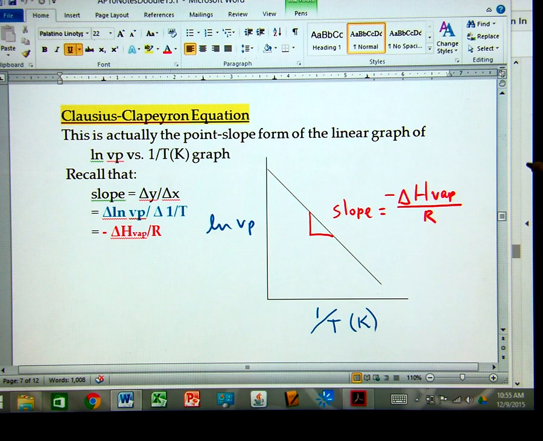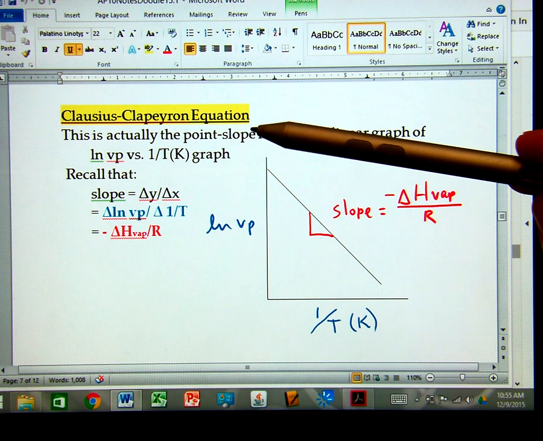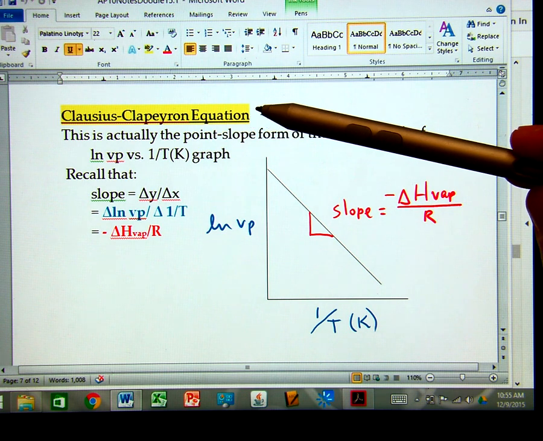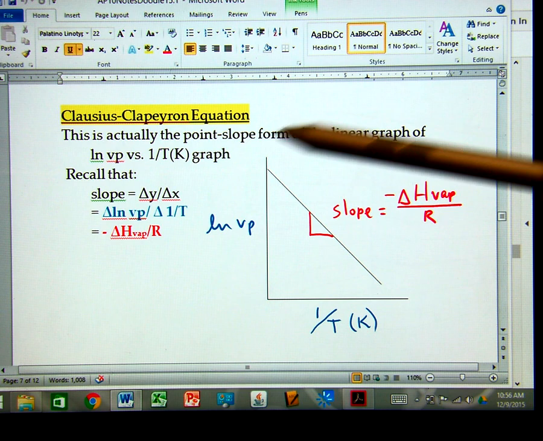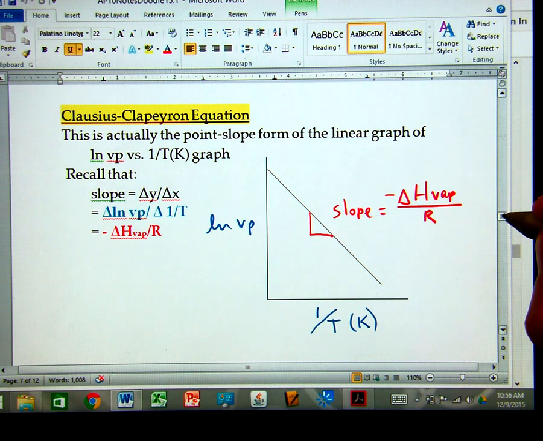Today we're on page 7 of the Chapter 10 AP Chemistry packet, and we're going to be talking about the Clausius-Clapeyron equation. We're going to understand how this equation is derived from this graph. So in this intro video, we're just going to derive the equation from the graph.